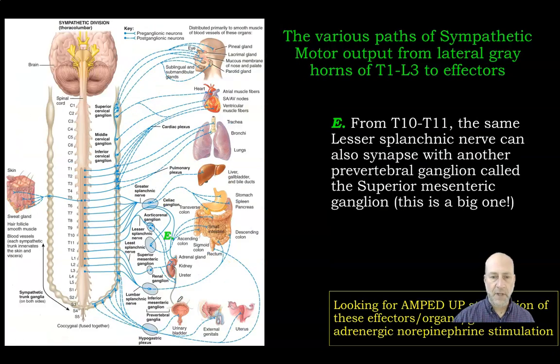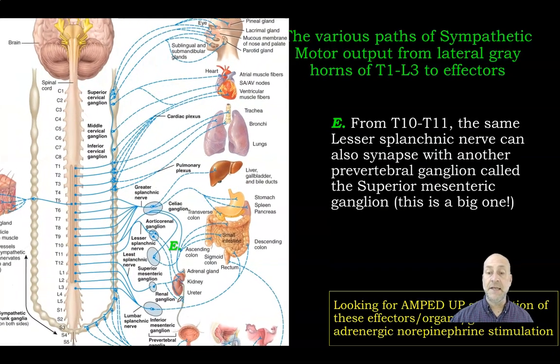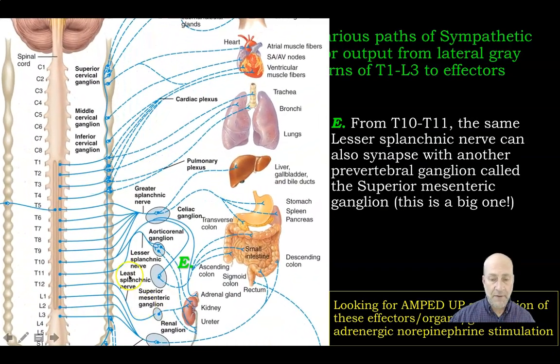Same story. All right, let's go back to T10 to T11 because 2 different things can happen. If you follow this convoluted path, you can see that if I come out of T10 and T11, I can route through the lesser splanchnic nerve again, and I can route around in this weird arc, and I can come to this ganglion, the superior mesenteric ganglion.